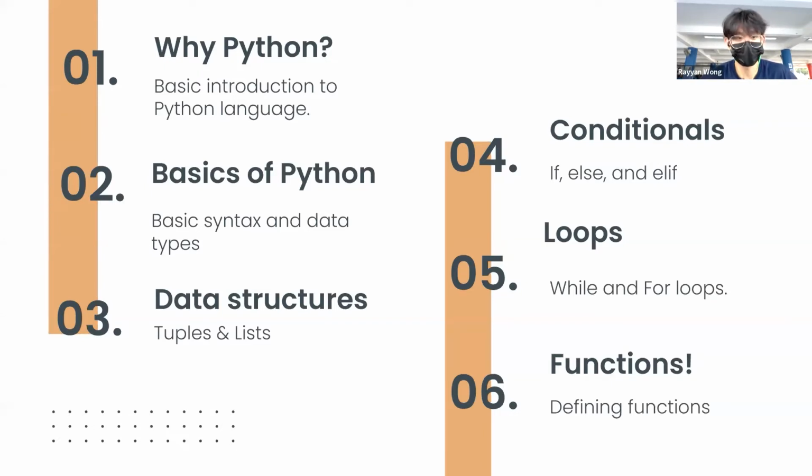So this is a brief timeline on what's going to be happening during today's workshop. First, I'll be introducing what is Python, and then the basic syntax of Python and the different data types in Python, which you will be very familiar with at the end of this workshop. Next, we have Celine who will be talking about data structures, and Raphael will introduce conditionals and loops, and then Celine will end off by talking about functions. So I hope you guys are excited for today's workshop, and we'll begin.